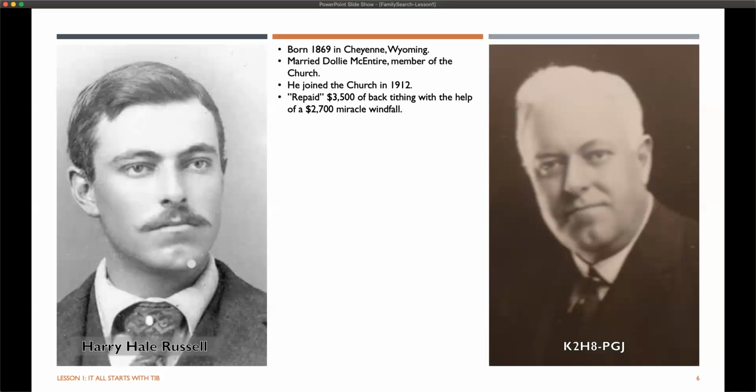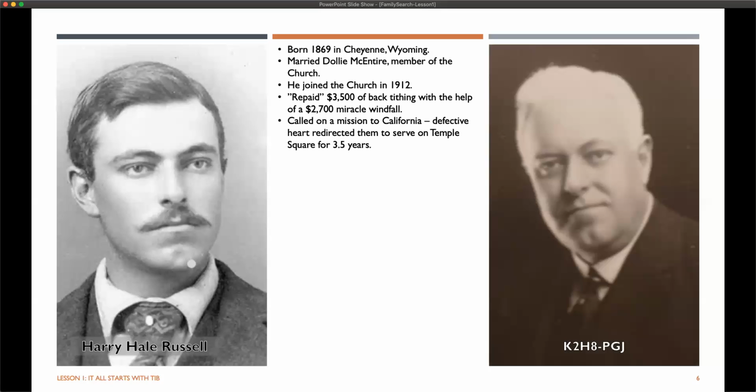And I don't know where that number comes from, but I suspect it was probably for all the years that his wife attended and participated in the congregation where she didn't pay tithing. But he was bound and determined to repay that debt. And as things tend to happen, he did get a miracle windfall of $2,700 when he received a repayment of a debt that he had long since written off. He received it out of the blue, and it allowed him to make good on the debt that he felt he owed, even though nobody else was holding him to it. To me, that's impressive. It just shows the kind of individual that he was.